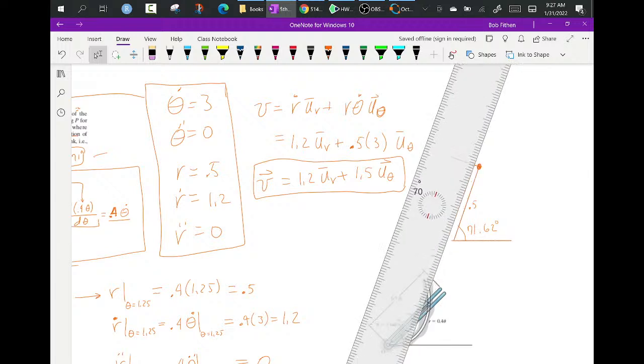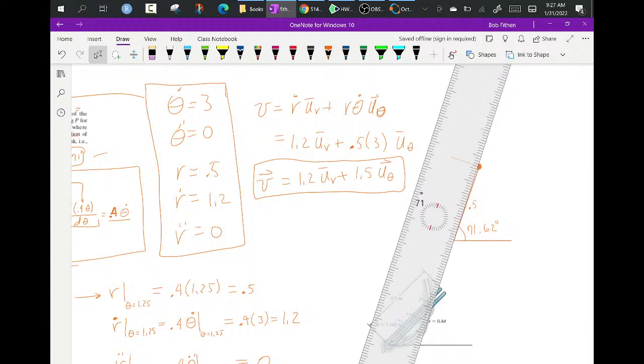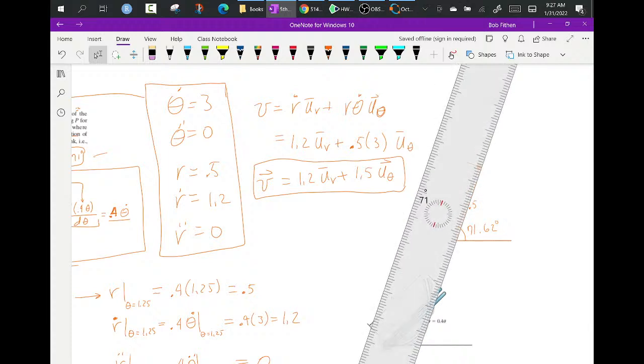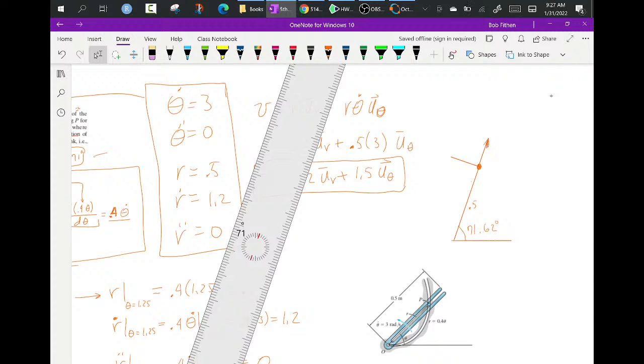Okay. Fingers as far away from each other as possible. Yeah, move one finger, not the other. Okay. So, here's what you see. You see the UR vector and the theta vector, where this is theta right here.